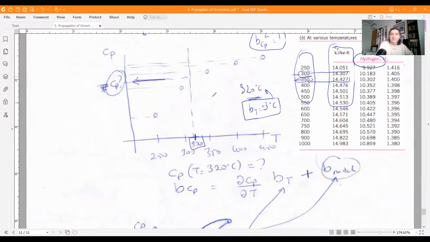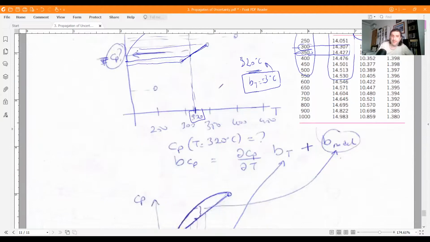Now, so it's going to be 300. It's here, let's say 350. It's here. What we do is we plot these two points and we interpolate here. It means draw a straight line between those two, and wherever that 320 falls, the corresponding Cp value will be read. This is used usually for point estimate of Cp.